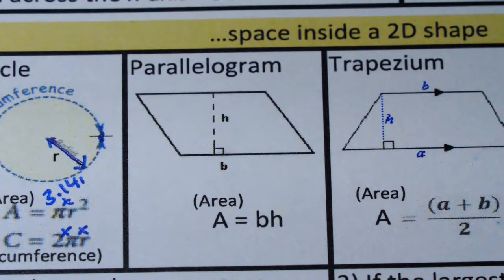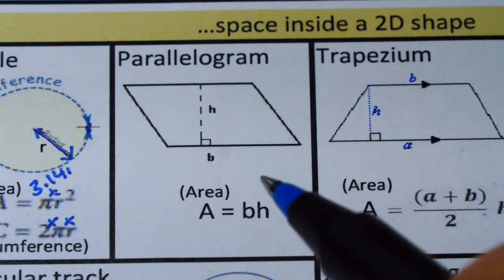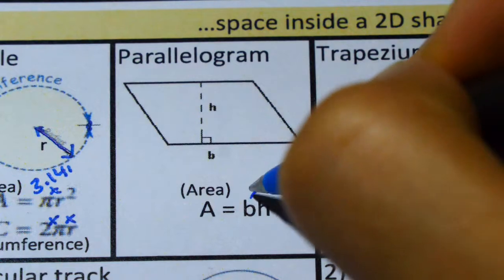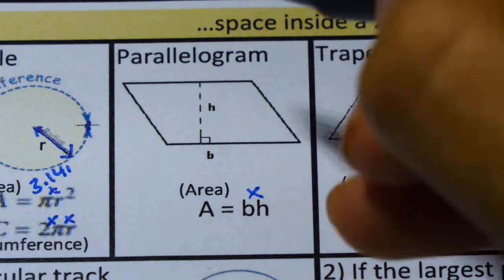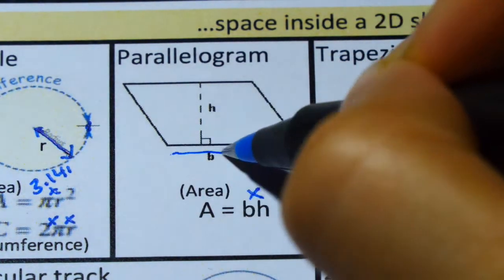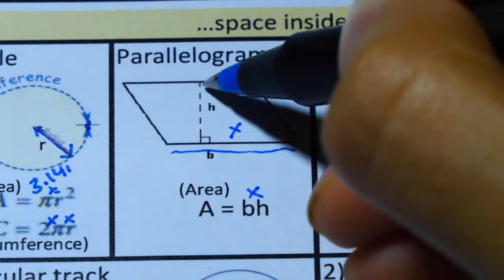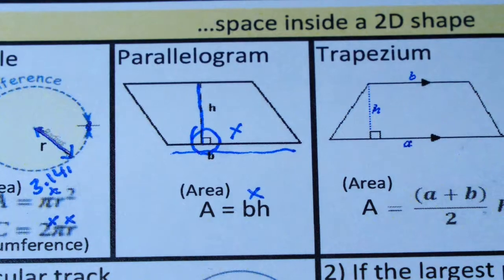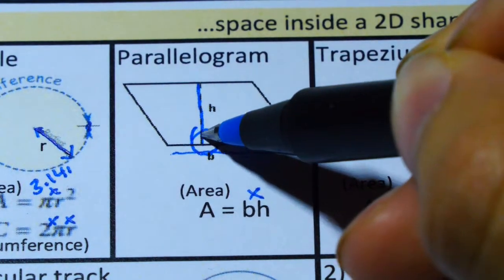Here we have a parallelogram. It's very similar to a rectangle. To find the area, base times height. We have the base here times the height here. The height also is perpendicular. It's connected to the right angle here.